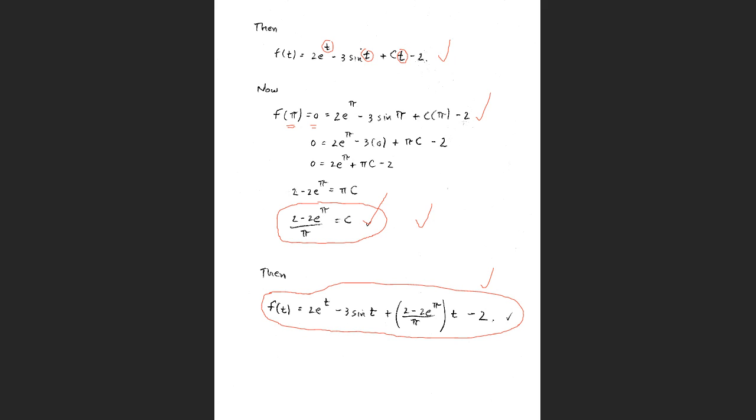Do you think WebAssign is going to want this exact value here in front of the t, or do you think it'll want an approximation? What's WebAssign going to want? Should we approximate this constant? That's right, Sebastian. Definitely not. I mean, you know, we have the exact value. The exact value is best, right?